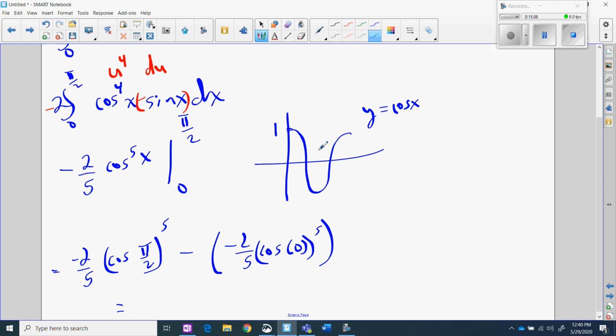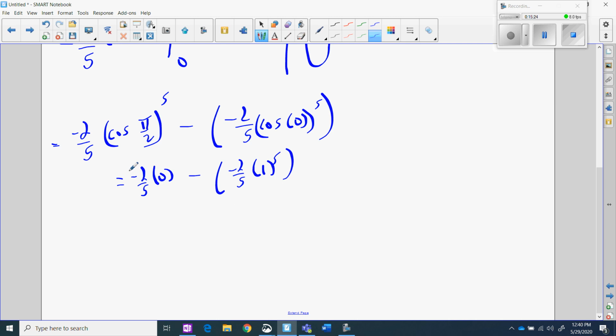So the cosine of pi over 2, well, here's pi over 2 right here. The cosine of pi over 2 is 0. So this is going to be negative 2/5 times 0 to the 5th power, which is just 0, minus a negative 2/5 times the cosine of 0. Here's 0. The cosine of 0 is 1, to the 5th power. So this is all going to be 0 minus a minus 2/5. Final answer should have been 2/5.